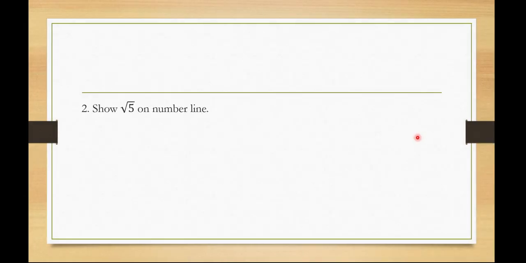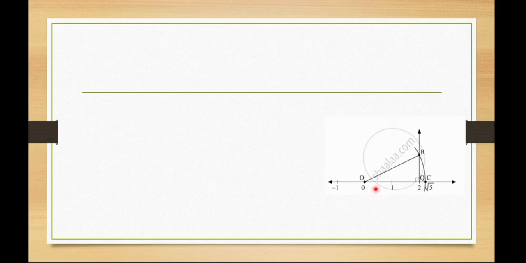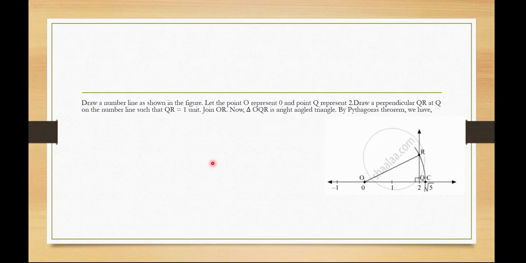Next, second question: show root 5 on the number line. Here's the number line. Draw a number line as shown in the figure. This number line you have to draw. Let the point O represent 0, and Q represent 2. Draw perpendicular QR at Q on the number line such that QR is equal to 1 unit.